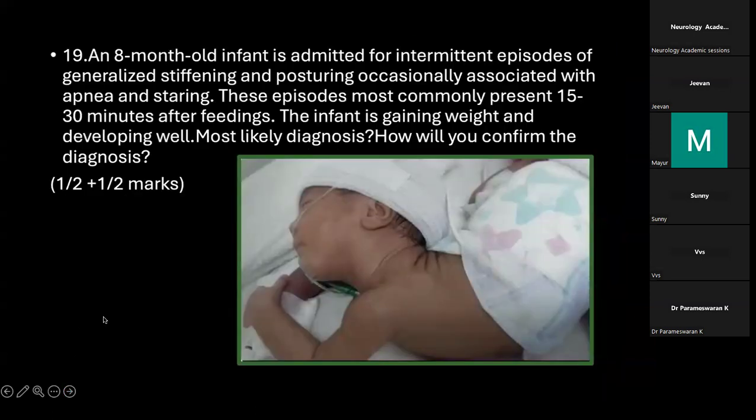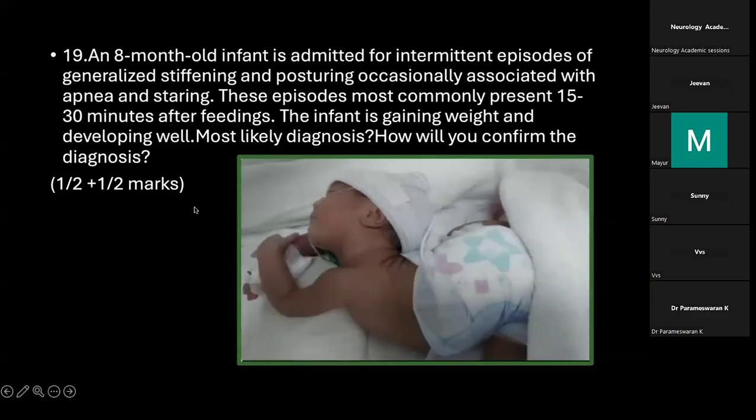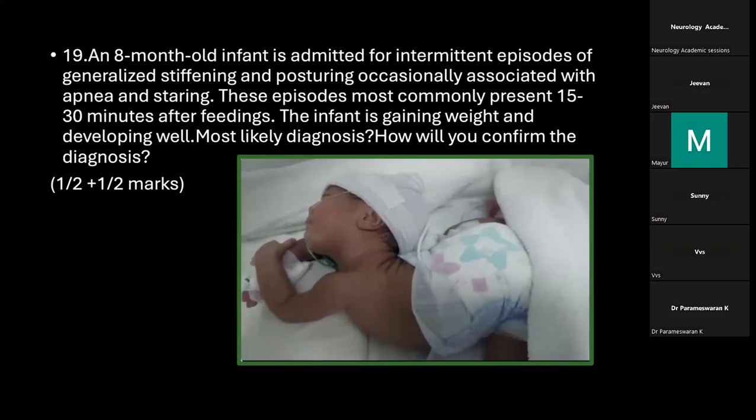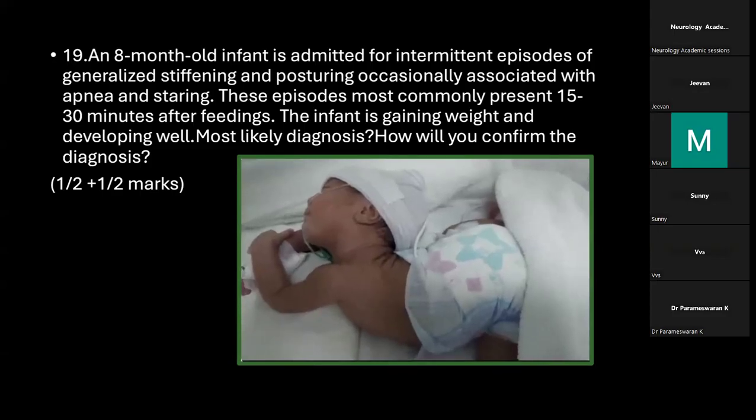Question number 19. An 8-month-old infant is admitted for intermittent episodes of generalized stiffening and posturing, occasionally associated with apnea and staring. These episodes most commonly present 15 to 30 minutes after feedings. The infant is gaining weight and developing well. Most likely diagnosis in this case is, and how will you confirm the diagnosis?